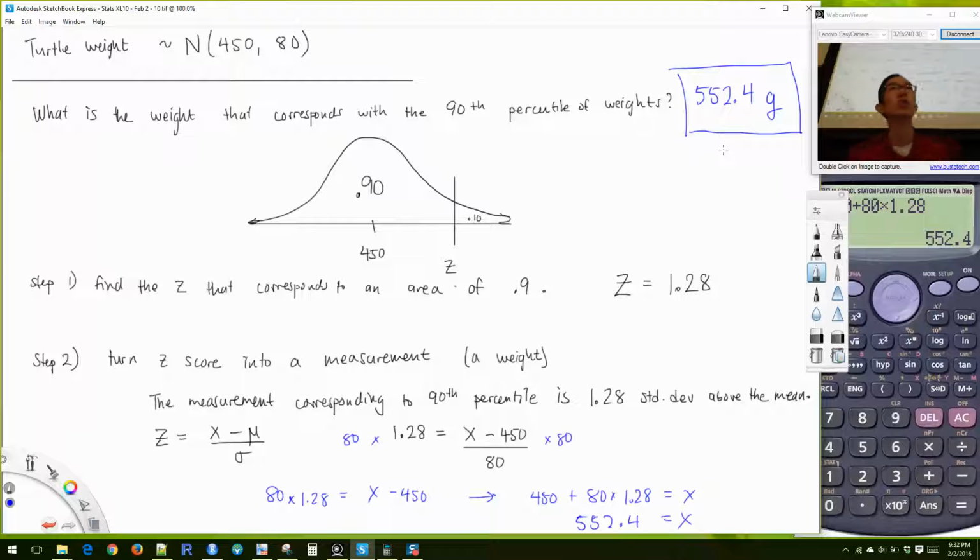Yes, question? Could you possibly just run through step 2 again? Yes, absolutely. So in step 1, we found our z-score, okay? Our z-score is 1.28. What we want to do in step 2 is, because the answer to this question isn't z, it's what is the weight that corresponds to the 90th percentile, right? We want to know the weight of the turtle. We don't want to know z is 1.28. That's not helpful to us. We want to go from z is 1.28 to say, hey, that turtle weighs 552 grams, okay? In order to do that, we've got to turn our z into a measurement. That's what step 2 is all about, okay?